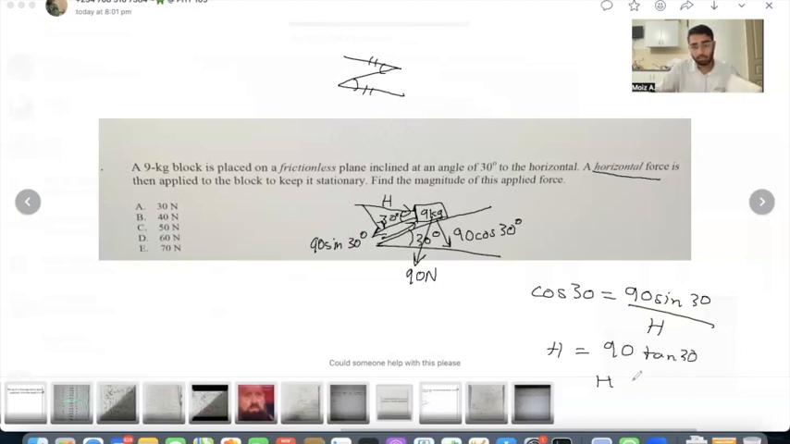So what's 90 tan 30? It's 51.9, so 52. We can round this off to 50 and then C is the answer.